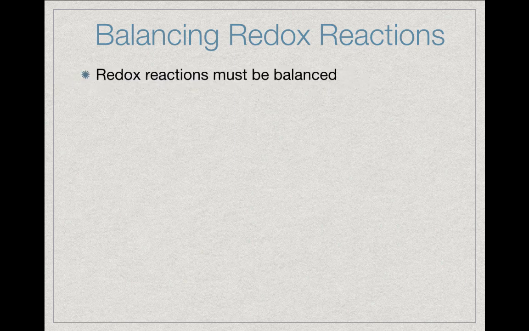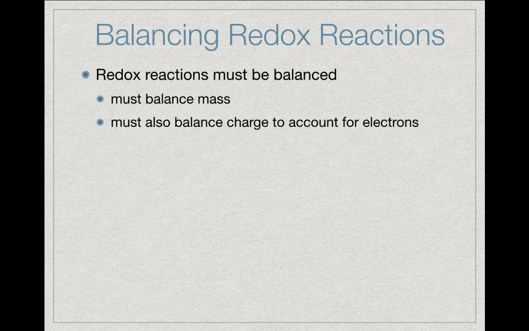We use those half reactions in order to balance redox reactions. Now the reason that oxidation reduction reactions have to be balanced is because we have to balance mass. We have to account for all of the atoms and also all of the electrons. And so we also have to balance charge. That's the easiest way to account for electrons.